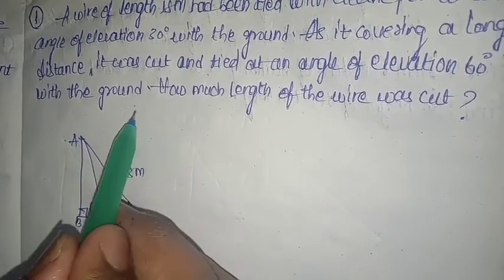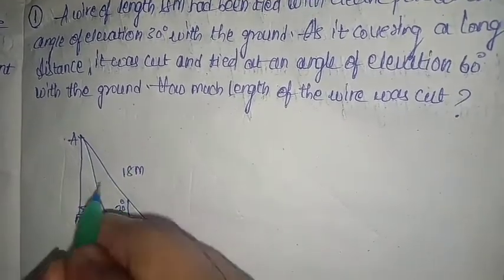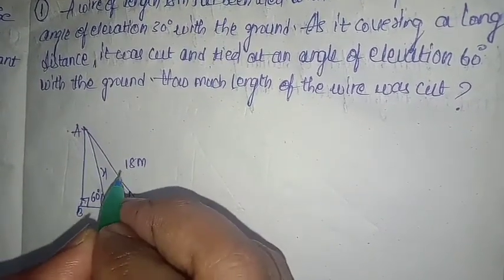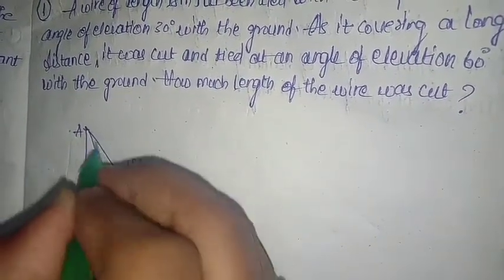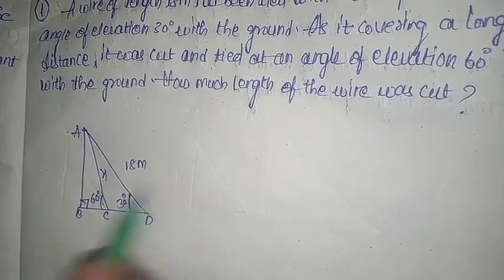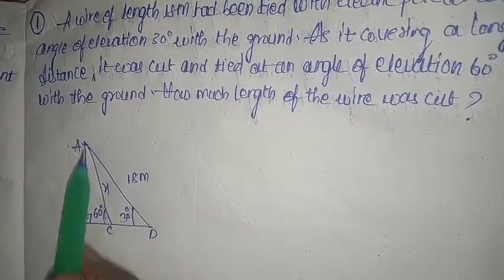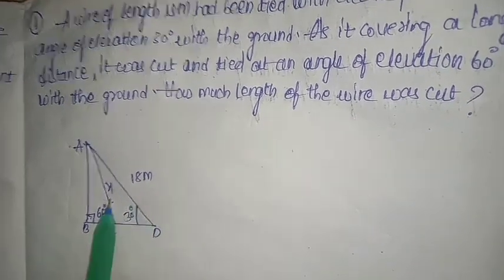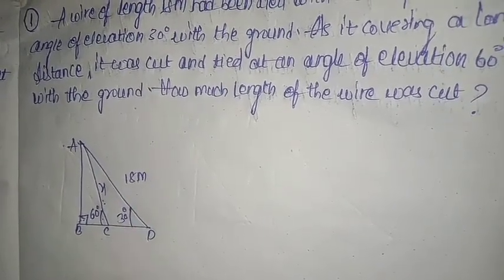Next, with the ground, how much length of the wire was cut? We have to find this length. They cut the length of this wire and tied the wire here. So we have to find this length and subtract it from that. Then we will get the answer.